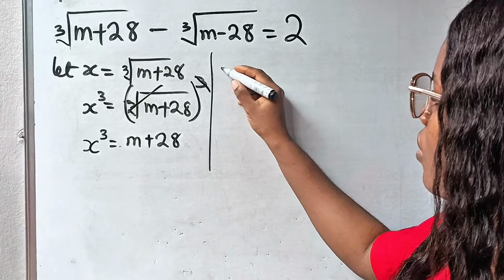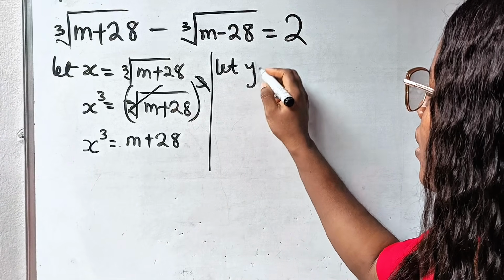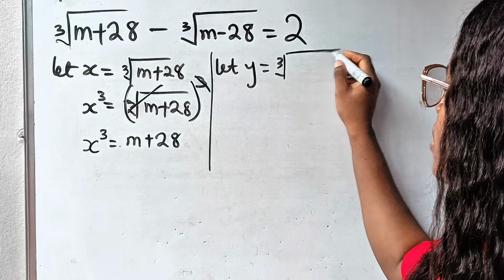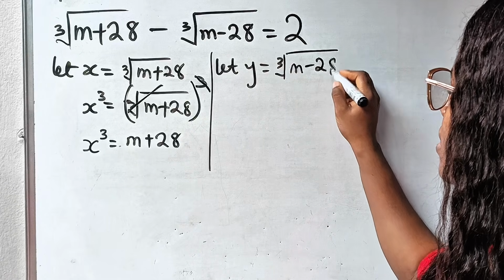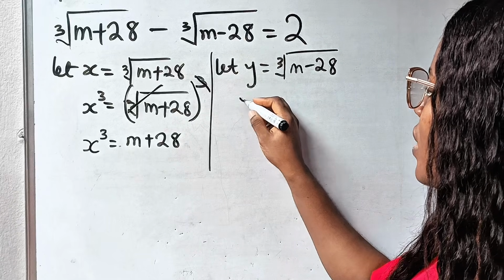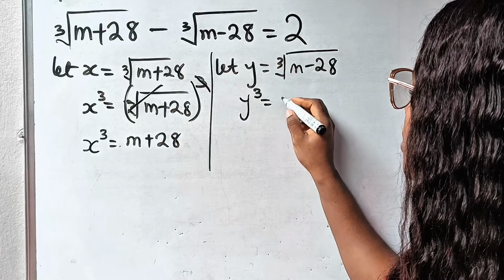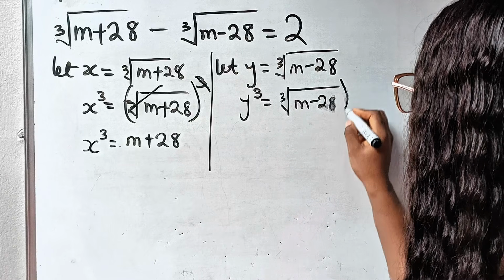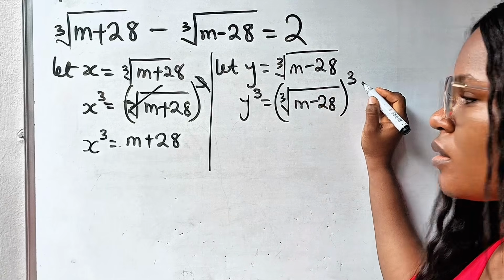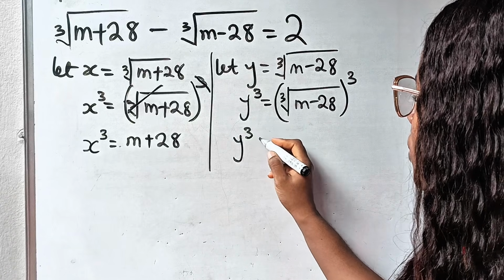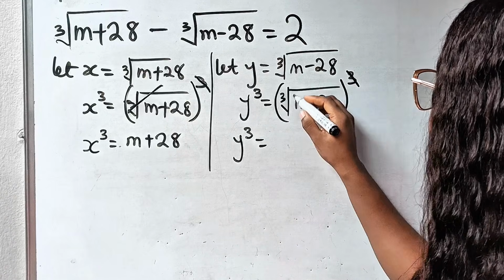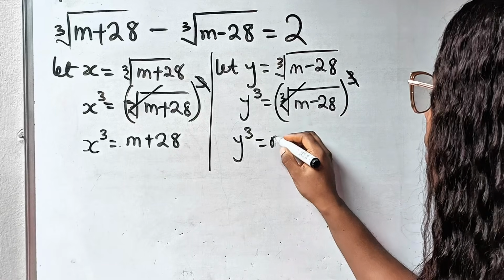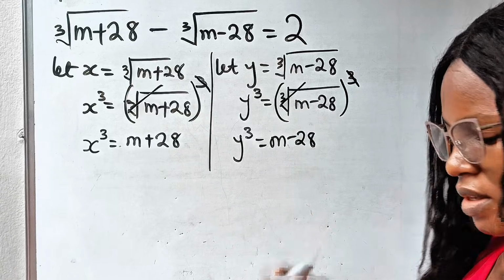Similarly, if we say let y be equal to the cube root of m minus 28, if we cube both sides, we have y to the power of 3 is equal to cube root of m minus 28 raised to the power of 3. So we end up with y to the power of 3 is equal to m minus 28.